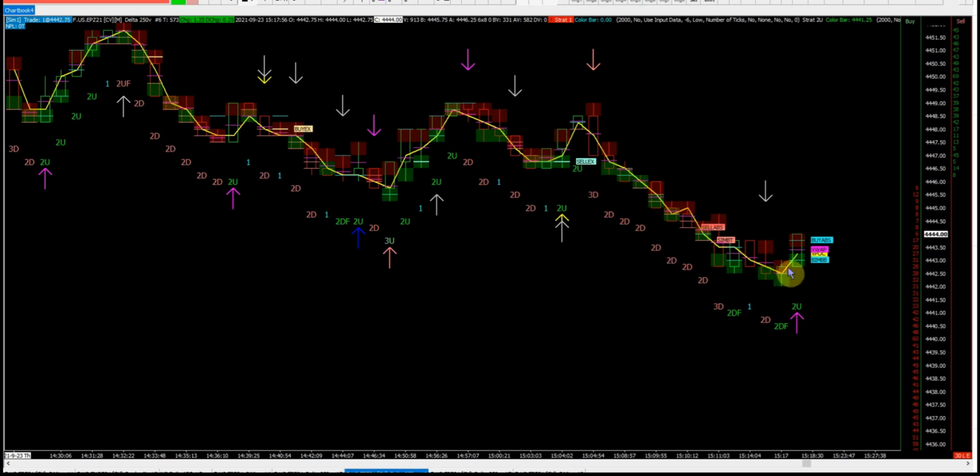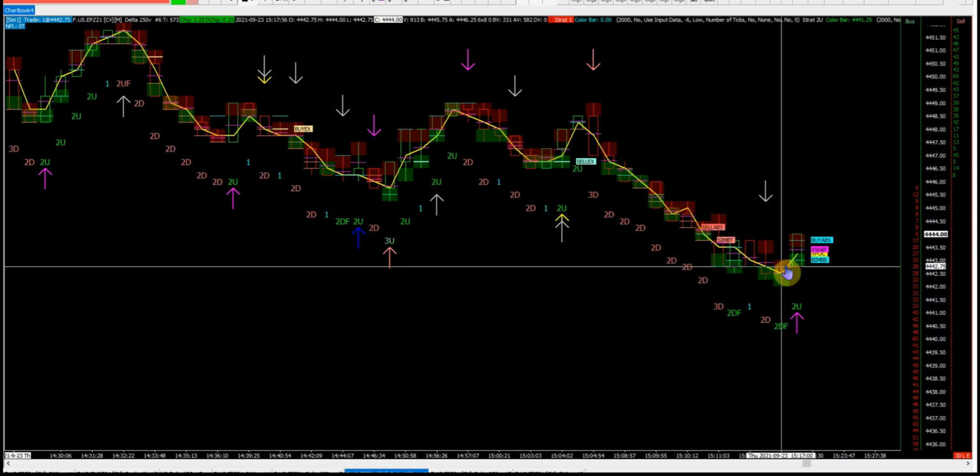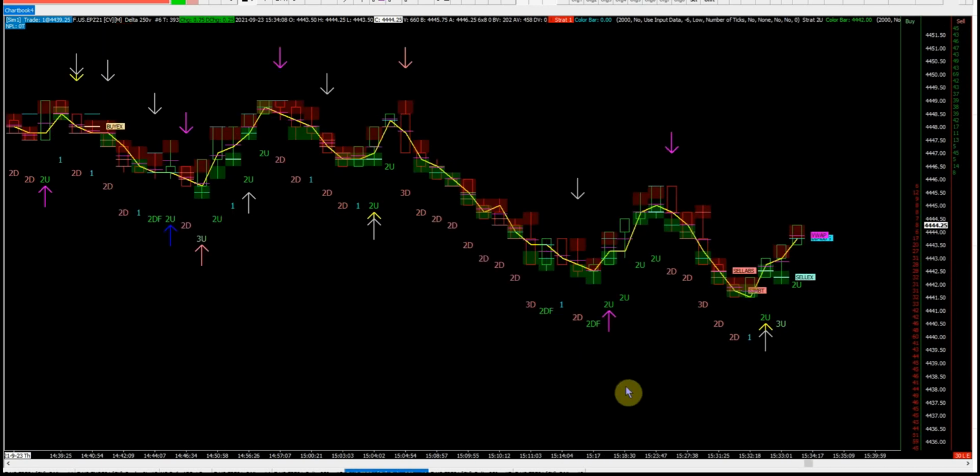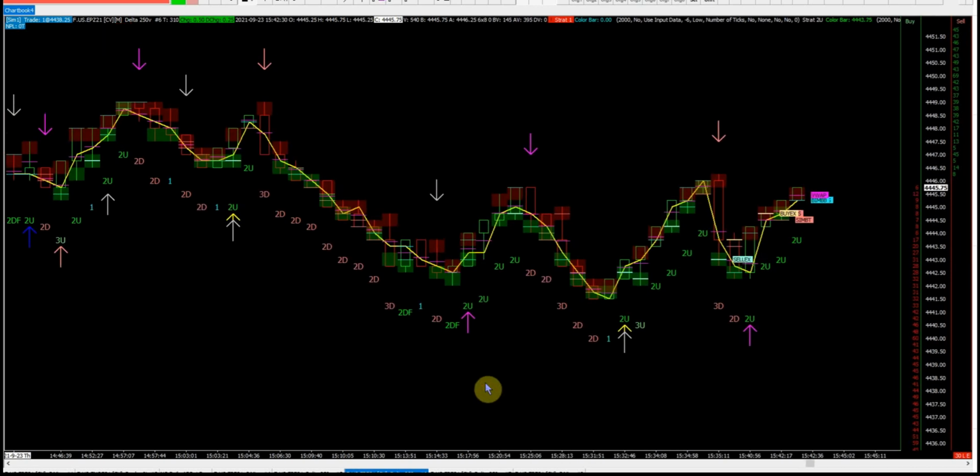Here's a nice small body right there. You could get out there 44-42, 44-43. That's 5 points right there. Nice trade. And you can see these all over the charts.